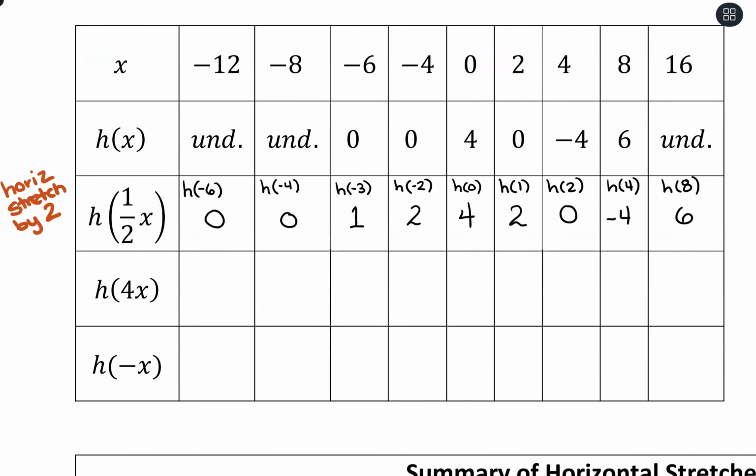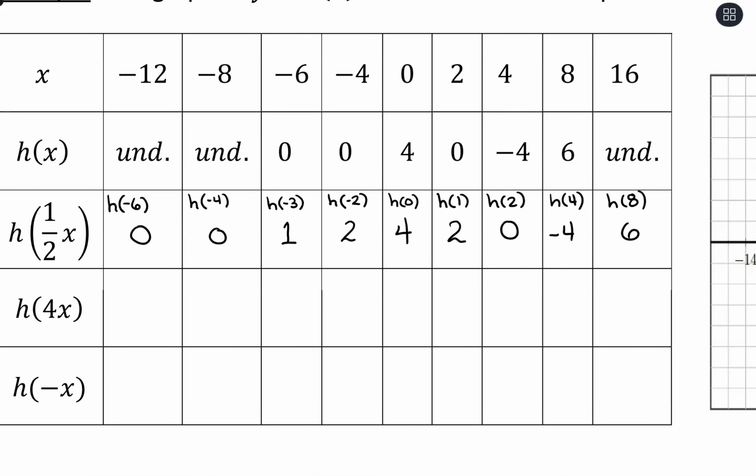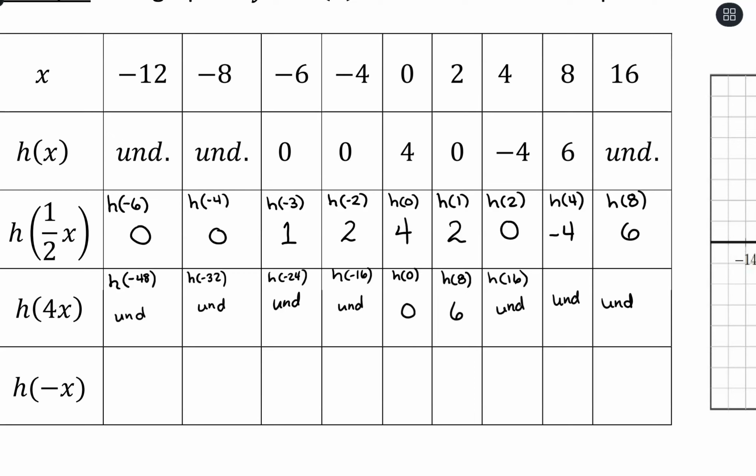So let's see what's happening when we multiply by 4 inside. I'm going to clear out my graph just to keep the visual nice. Okay, this is going to be interesting. So h of negative 12, but we're multiplying by 4, so that's negative 48, which is not on our graph. H of negative 32, also not on our graph. H of negative 24. So I have a lot of space where I'm not even graphing anything. Let's see, h of 0, we're good, which multiplying by 4 is still just 0. H of 8, we're graphing a positive 6. H of 16, and we're undefined again. So I have two coordinates to graph with this, and that is it.